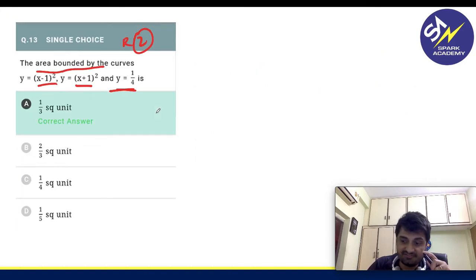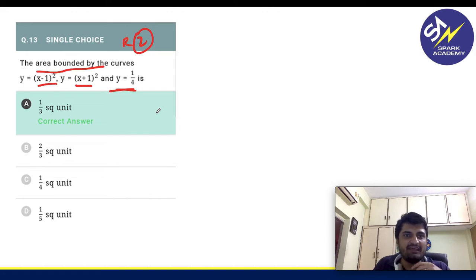Now look at this, guys. 13th question, area question. This you actually need to visualize and solve. It's a little lengthy, but one way you can do it is at y equal to 1 by 4, as they asked.